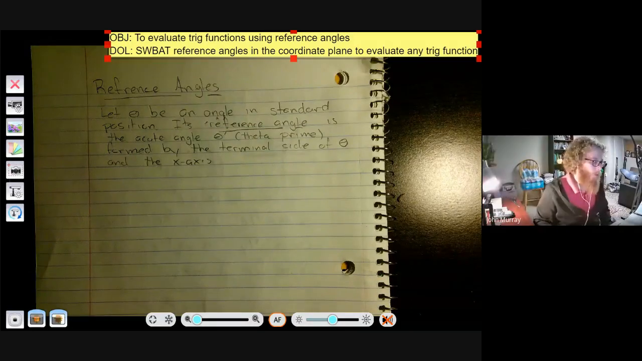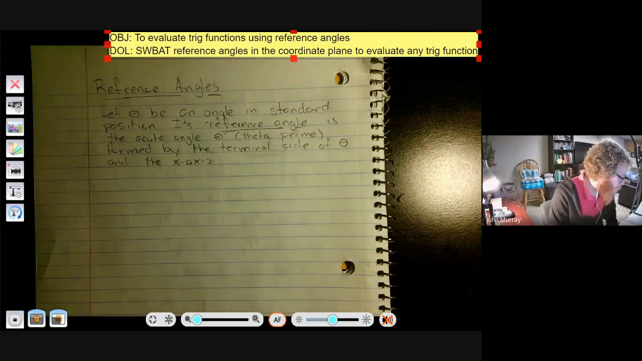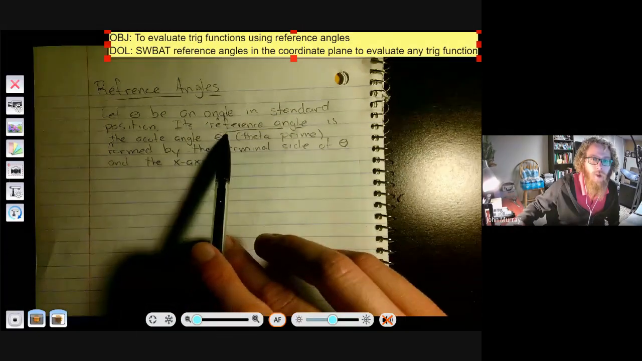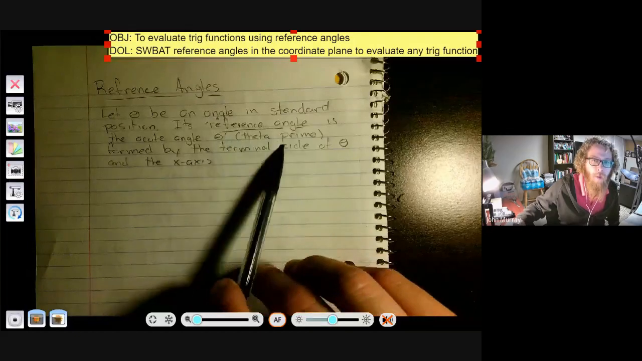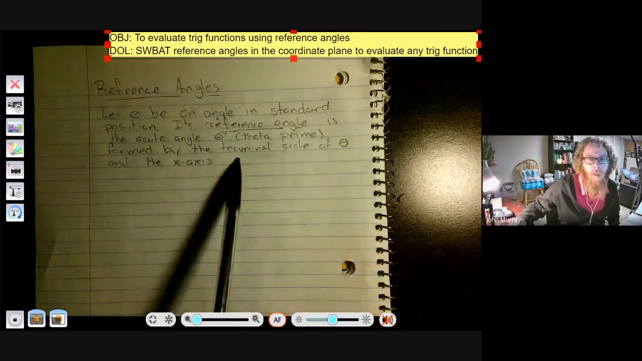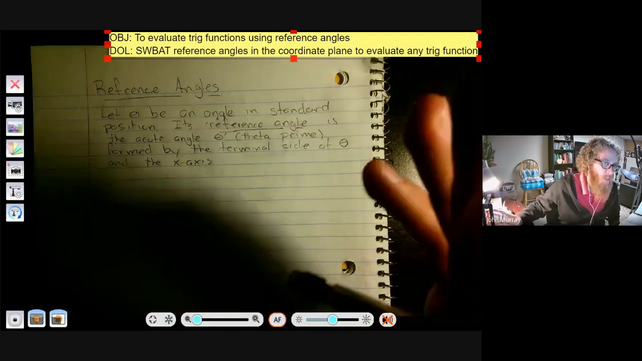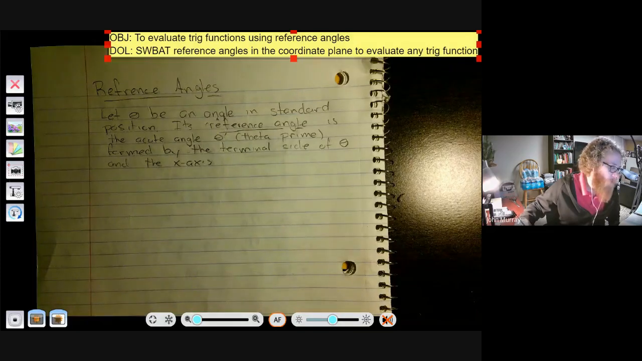All right. So today we're going to be taking a look at evaluating trig functions for some higher angles using what's called reference angles. So here I have a definition, a layout of what a reference angle is. If we have some angle theta in standard position, then its reference angle is the acute angle theta with an apostrophe after it. We call that theta prime, which is formed by the terminal side of our angle and the x-axis. All right, so there's a bunch of words there. They can be kind of confusing, so let me show you what I mean.